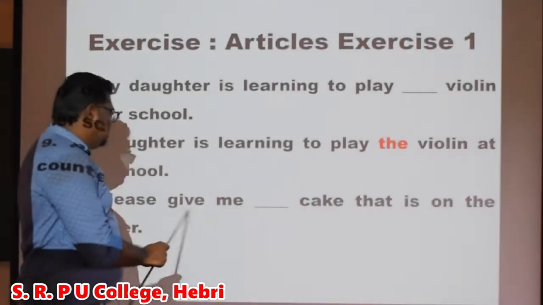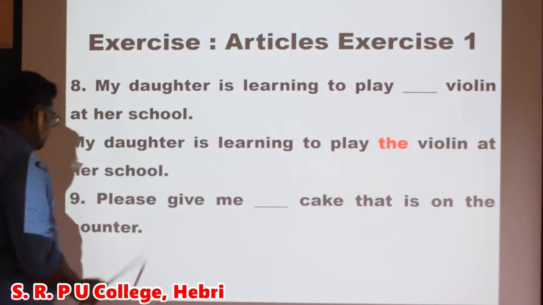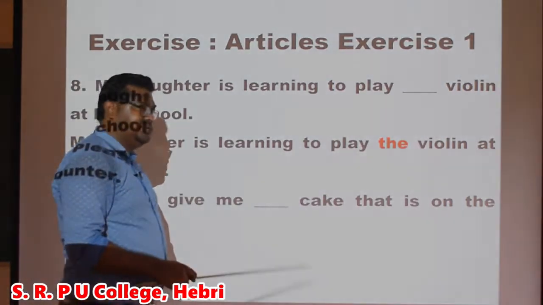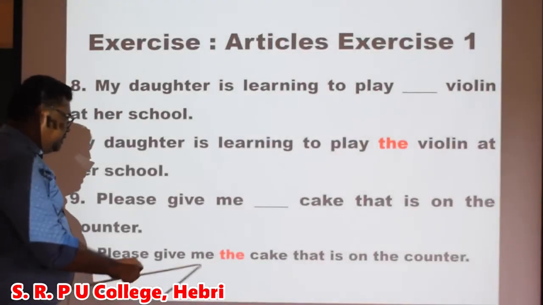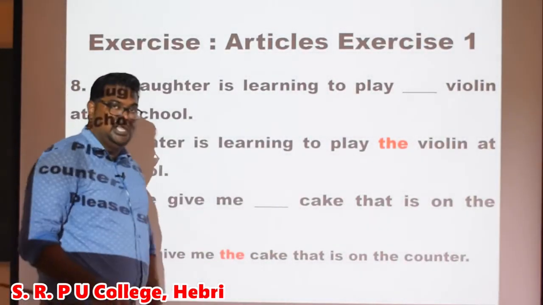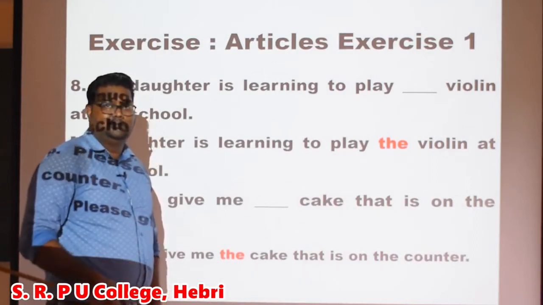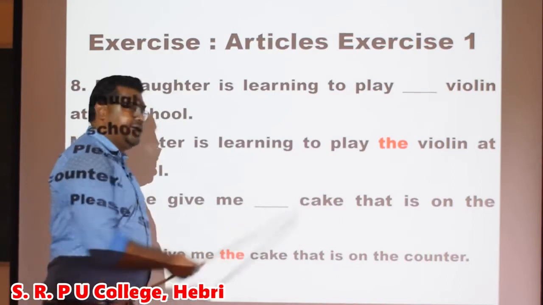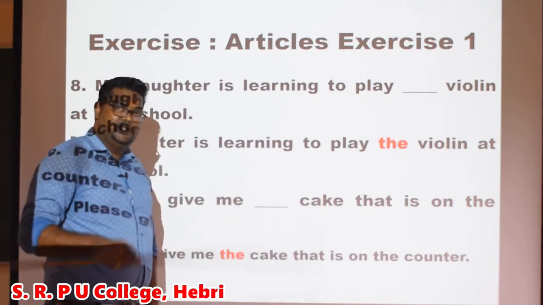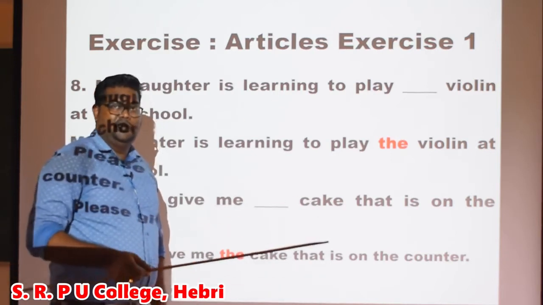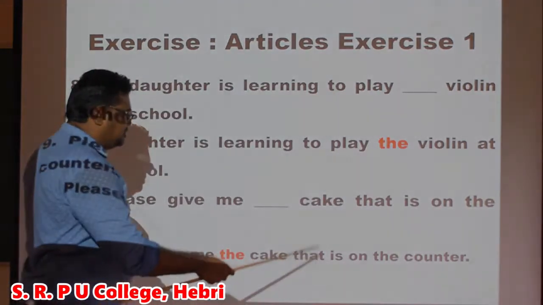Next sentence. Please give me dash cake that is on the counter. So what is the answer? Please give me the cake that is on the counter. Once again here we are referring to a specific object or specific thing. Now which is the thing we are speaking about? Cake. So when we talk about a specific or a particular person or thing, we are supposed to use the definite article the. So what is the answer? Please give me the cake that is on the counter.